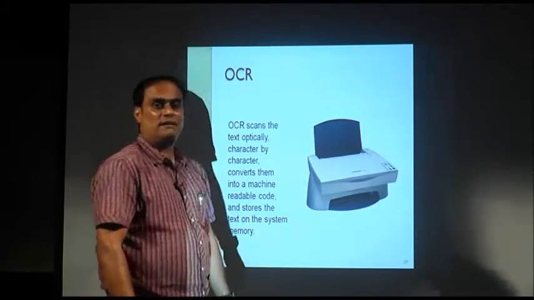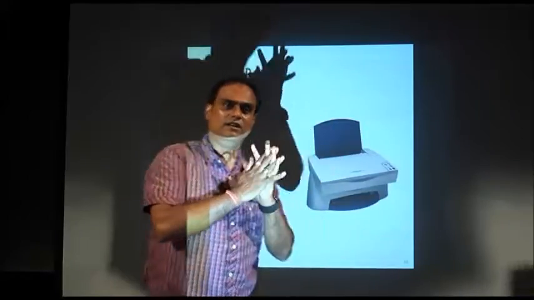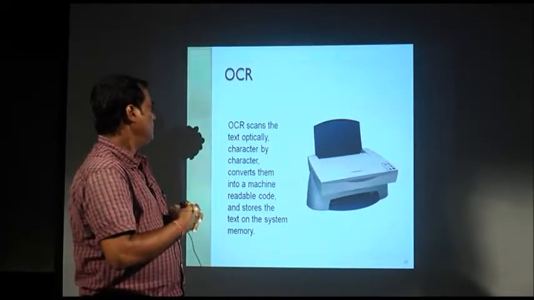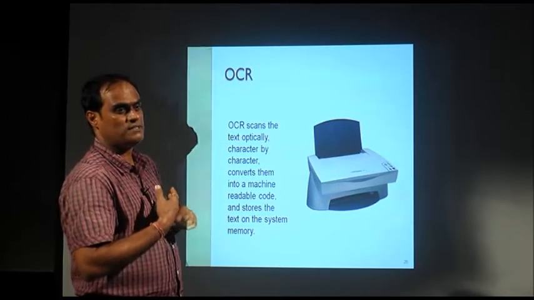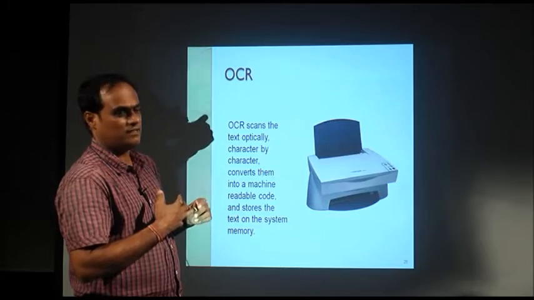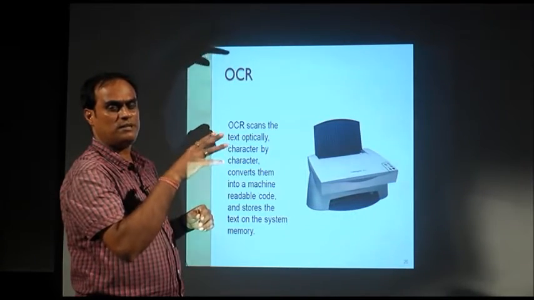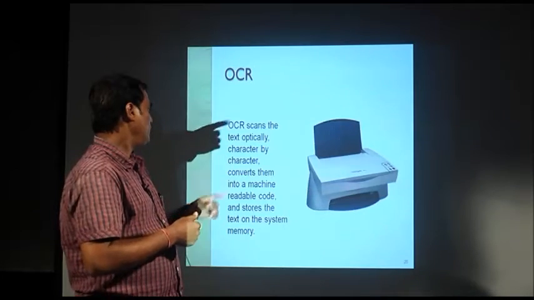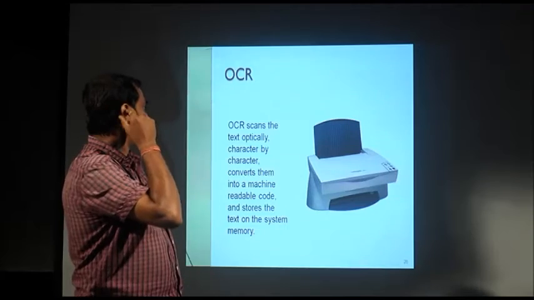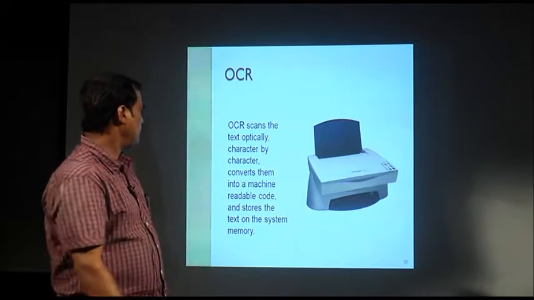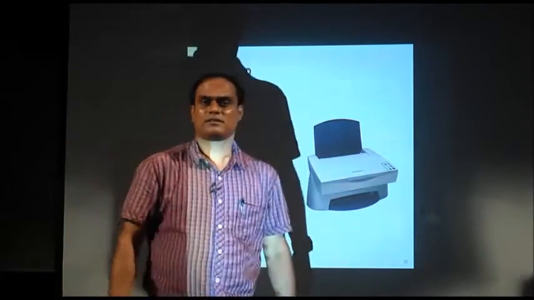Next is the optical character reader. Previously it was used as an input device, but nowadays we are using the scanner. It is the same thing, just the older optical character reader. The OCR scans the text optically, character by character, converts it into machine-readable code, and stores the text in the computer system.